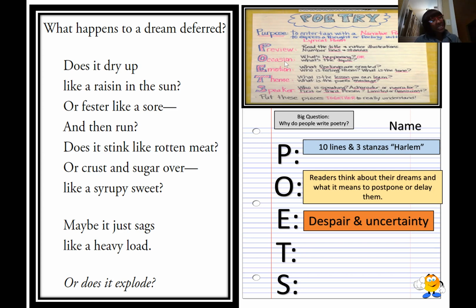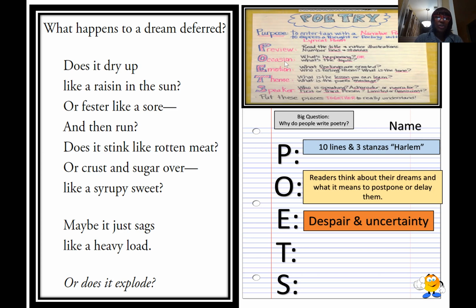Everything that we read was kind of negative. Does it dry up like a raisin in the sun? Dry up sounds very negative, or fester like a sore. The word sore sounds negative. Rotten meat sounds negative. So it sounds like a sense of despair, a sense of uncertainty. If you do not follow your dreams, this is possibly what could happen. And there's nothing in this poem that sounds positive. So we chose the theme as being despair or uncertain.